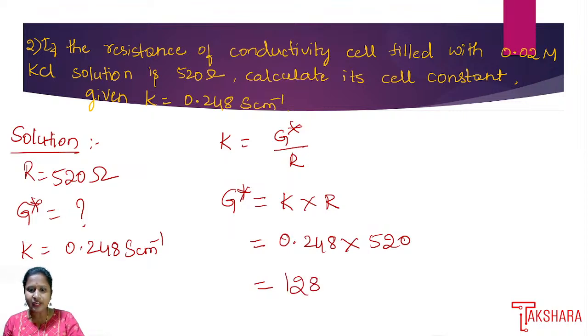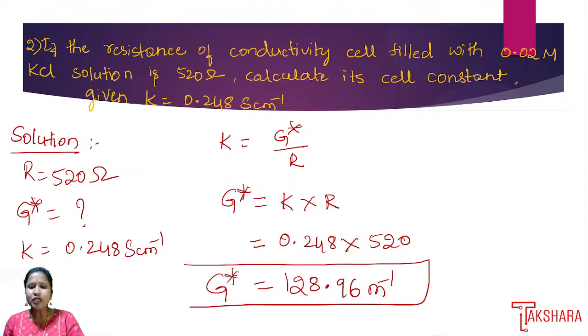128.96 per meter. So this G star, that is cell constant, has the unit per meter, so we will get the answer 128.96 per meter.